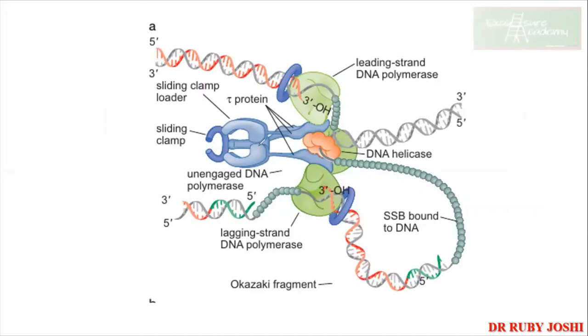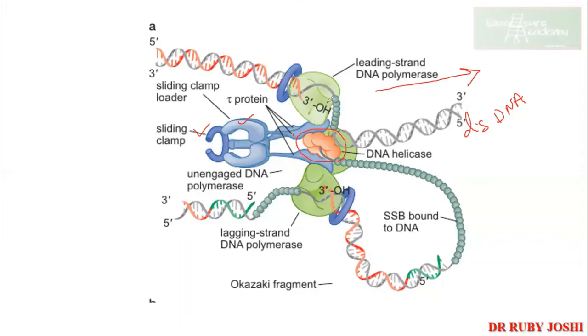Okay. So which direction is it going? Can you tell me? Anyone? See, here you have your DNA helicase. This is your double-stranded DNA. We'll go slowly, okay? Here you have got your helicase. So double-stranded DNA, helicase, and the replication fork is in this direction. Look at the leading strand DNA polymerase. You have the sliding clamp, the tau protein and three associated tau proteins which are holding your DNA polymerase together.